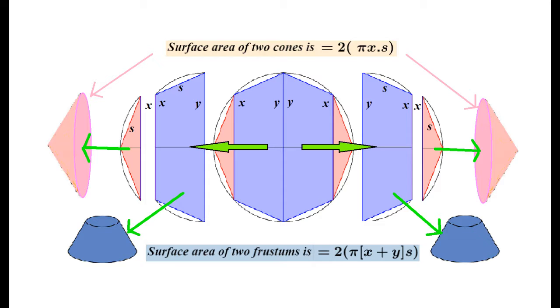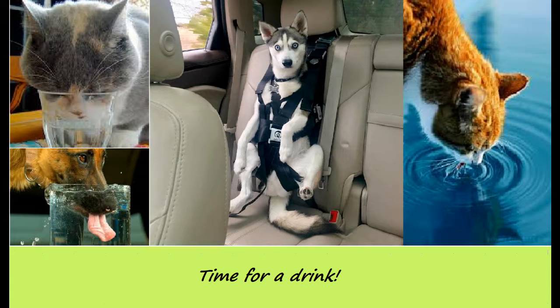Call the total surface area SA. So SA is equal to 2 times xs plus 2 times pi times, in brackets, x plus y times s. When you multiply out the brackets and simplify, SA equals 2 times pi times s times, in brackets, 2x plus y. At this point, take a deep breath and tighten your seatbelt because it's going to get a bit complicated.